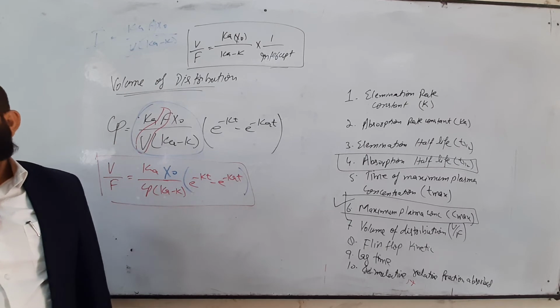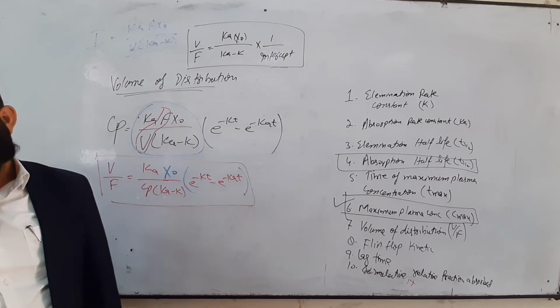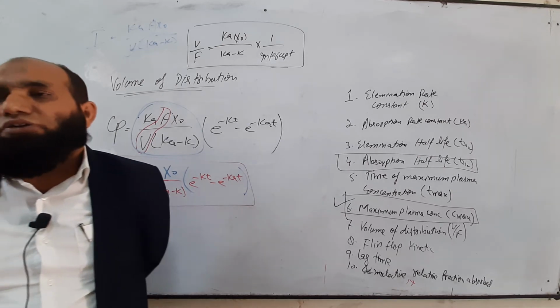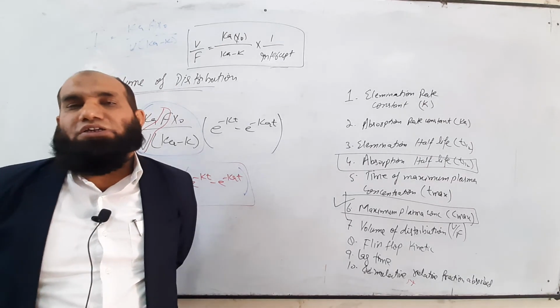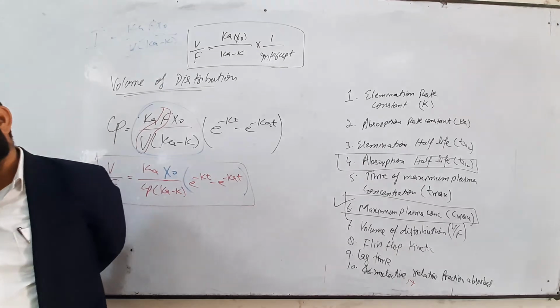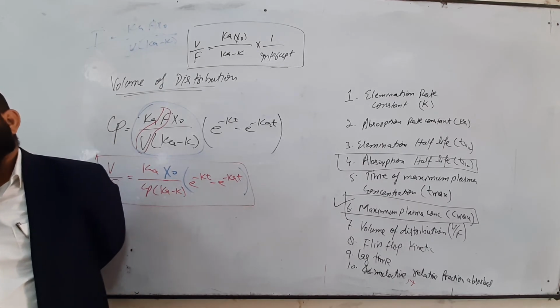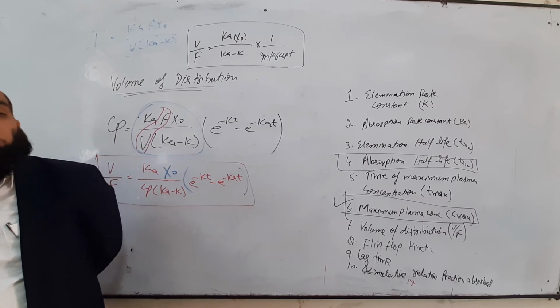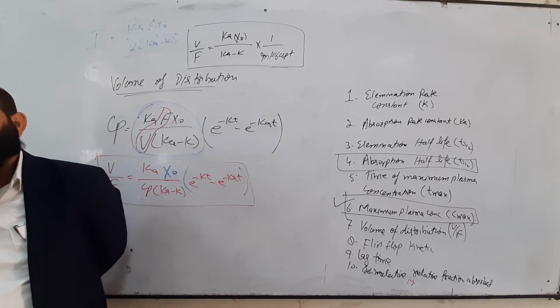Means it's a reverse of the linear kinetics. In case of linear kinetics, we have assumed that the absorption rate constant was much greater as compared to the elimination rate constant at the start. But with the passage of time, the absorption rate constant is getting slow and the elimination rate constant is getting fast. This is a normal kinetics, linear kinetics.